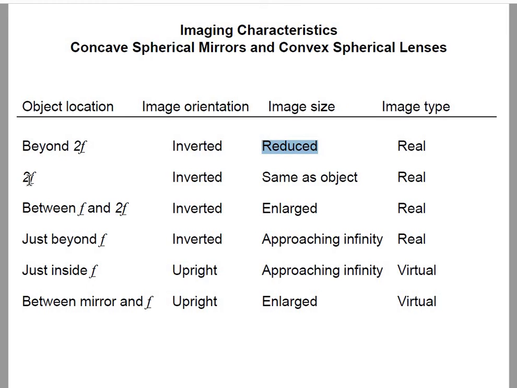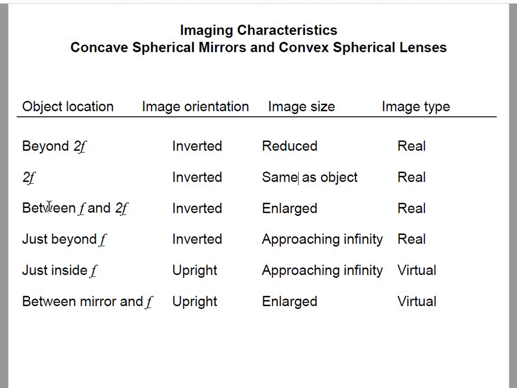Okay, as you move toward 2F, the image is getting bigger. It's still real and inverted, but it's getting bigger and bigger and bigger. And right at 2F, that's a point of interest. Right when DO is 2F, you still have a real inverted image, but the magnification is -1 because it's the same size. It's just that HI is negative because it's inverted. So the magnitude of the magnification is 1, but it's technically -1 because HI is negative. It's an inverted real image.